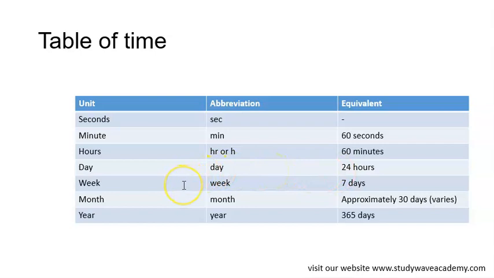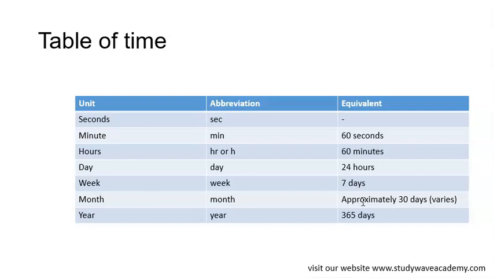We have week, 7 days make 1 week. We have Monday, Tuesday, Wednesday, Thursday, Friday, Saturday, Sunday, right? We have 7 days, and 7 days makes 1 week. Then we have months, 30 days approximately. It can vary, okay? We have 12 months, right?